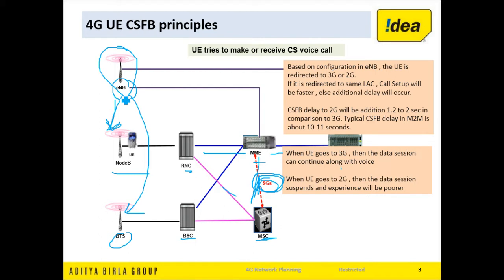If, however, let's say user falls back from 4G to 2G, his data connection has to suspend and UE can carry his voice call the way it happens today. Even if it is the same principle as when a user moves from 3G to 2G, his data connection suspends in 2G.